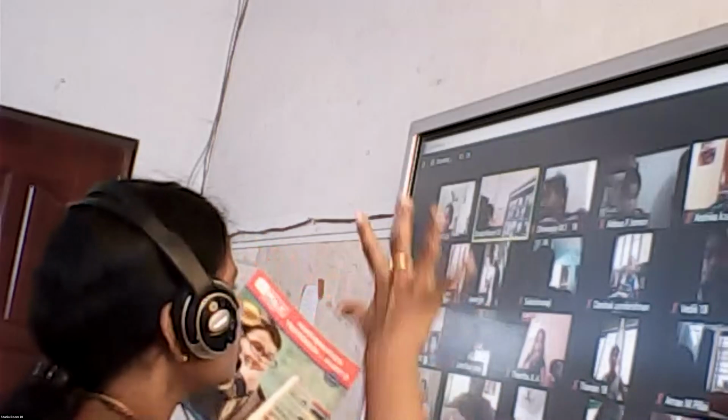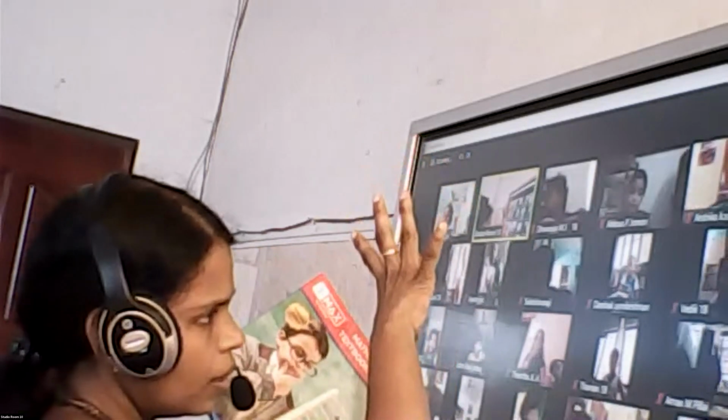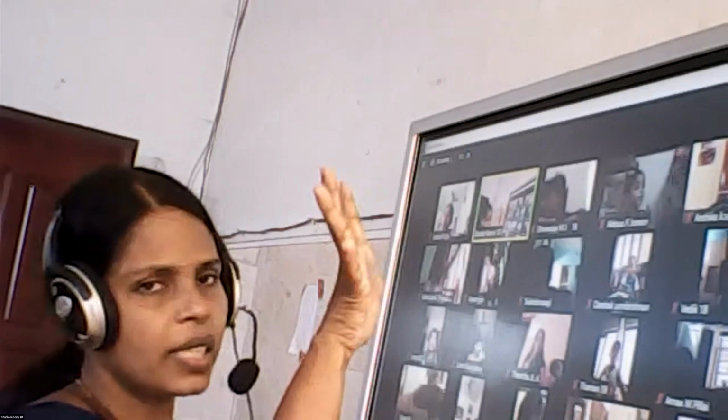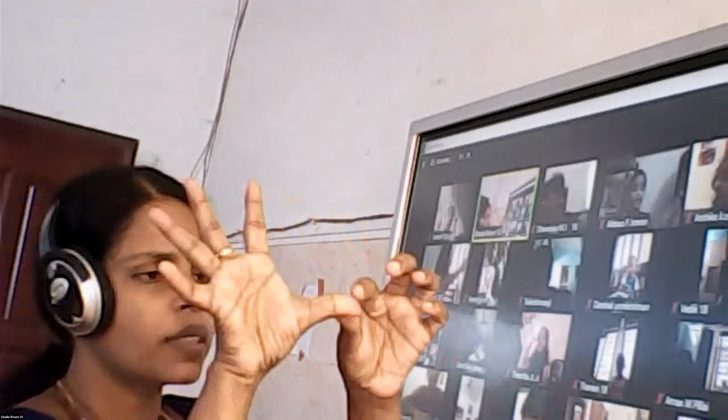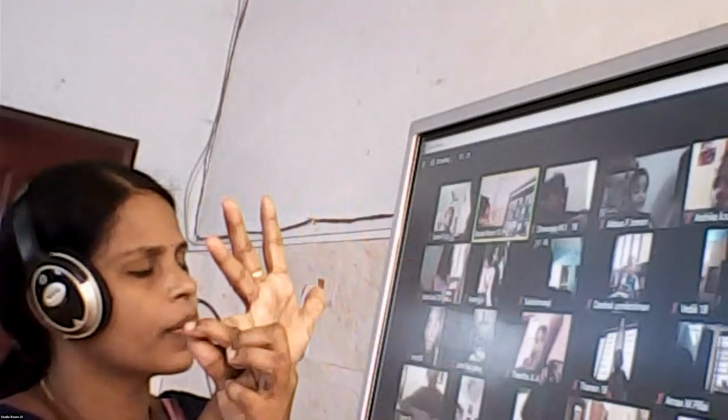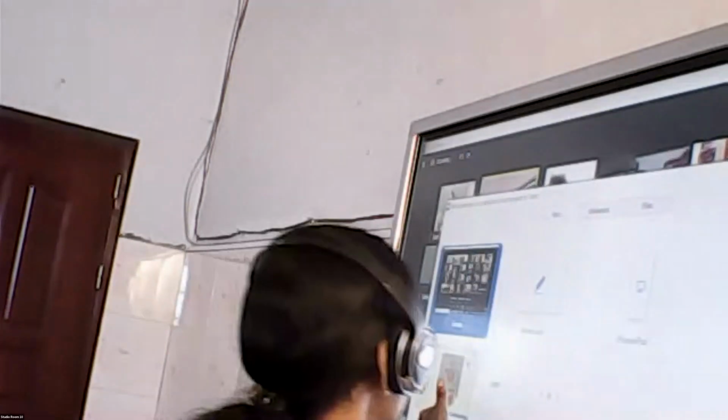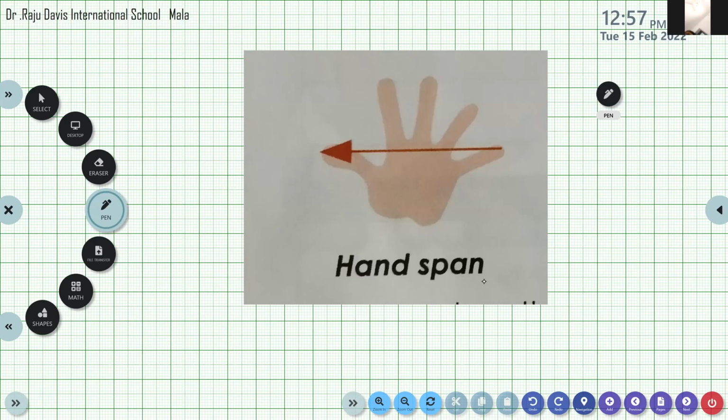Now let me measure the textbook's height using my hand span. This is hand span. Hand span means when we stretch out our hand, the distance from the thumb finger to the small finger. I will share the screen, then you can see what is hand span. From here to here, we can say hand span.